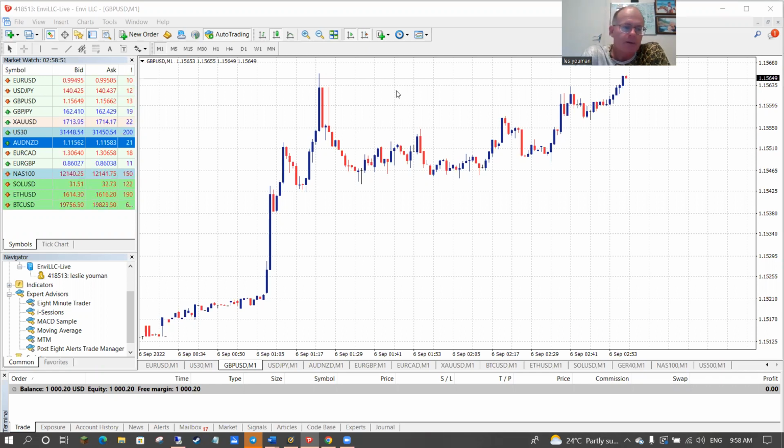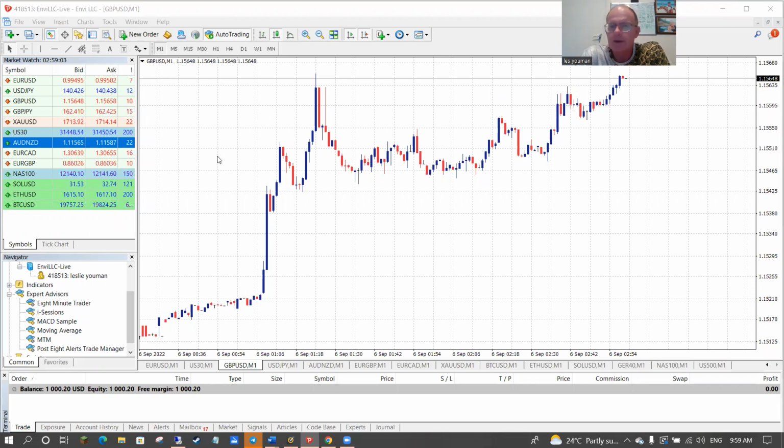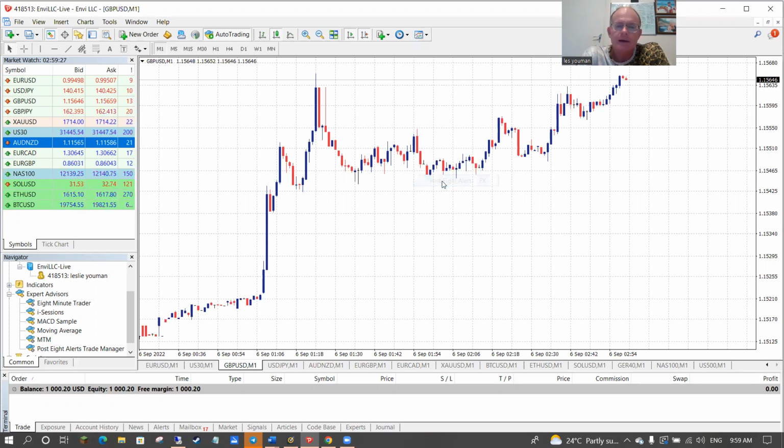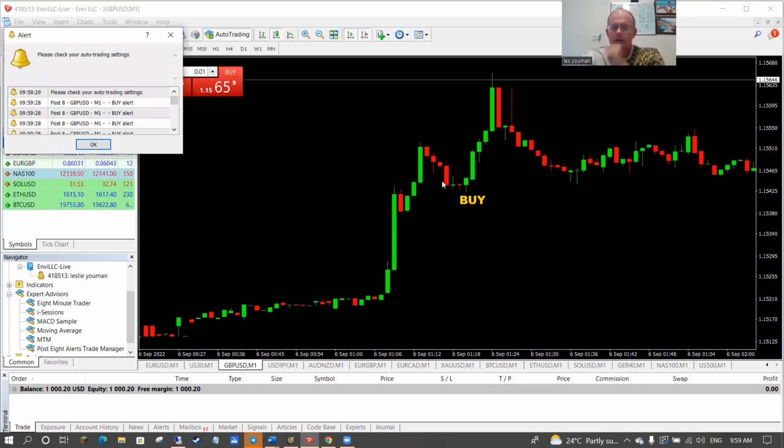Once you've installed the software, which is extremely simple, as you'll see when you watch that video, I've got this chart here. It's pound US dollars, so that's a forex pair. To add the post-8 scalper software to it, I just go to this little box here, which is the templates box, and come down here, and you'll see there are 2 post-8 alerts. One for IM is for indices and metals, and FX is for forex. So we're on a forex pair, so we'll click on it, and it's going to put that template on there for me.